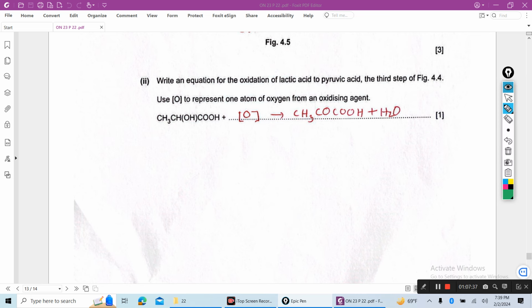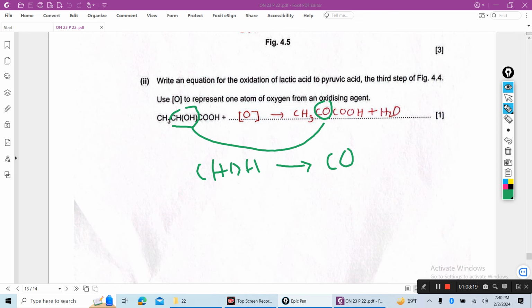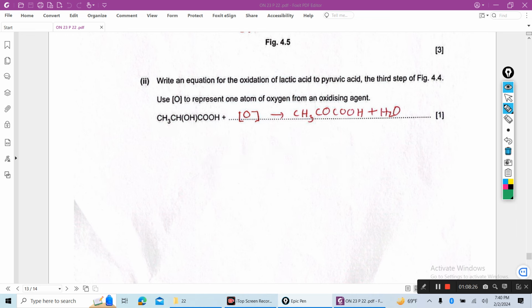Okay. Now write an equation for the oxidation of lactic acid to pyruvic acid in the third step. Use active oxygen or nascent oxygen to represent an oxidizing agent. So you can write here the oxidizing agent. Just simply, the secondary alcohol group is oxidized to a ketone. CHOH will oxidize to CO. The other CH3 and COOH remain the same. Plus water, oxidation.